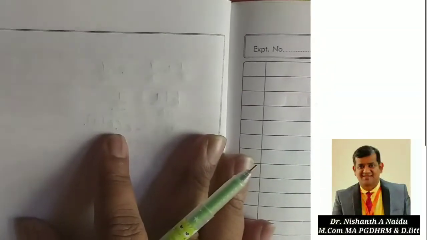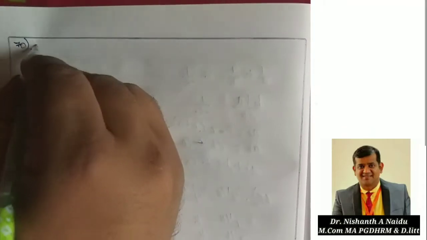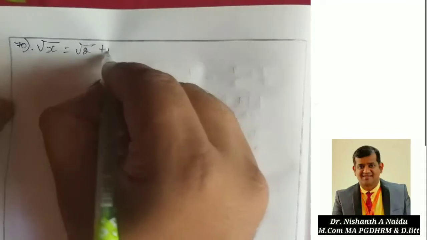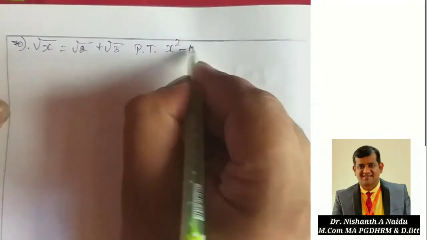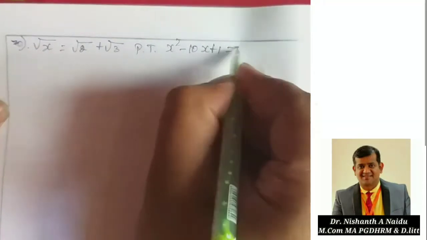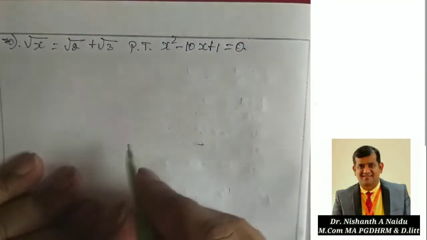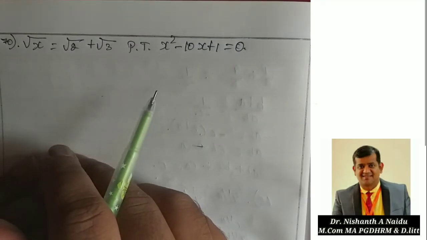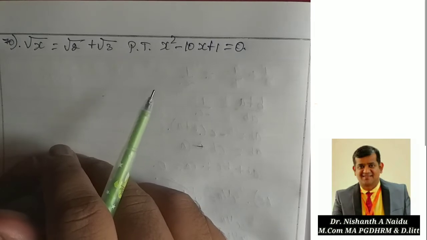Problem number 70. That is root x equals root 2 plus root 3. Prove that x square minus 10x plus 1 equals 0. Okay. So now here you may feel it is a bit complicated one, but it is not complicated. You have to analyze it.